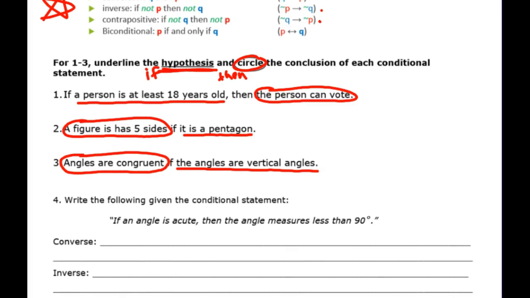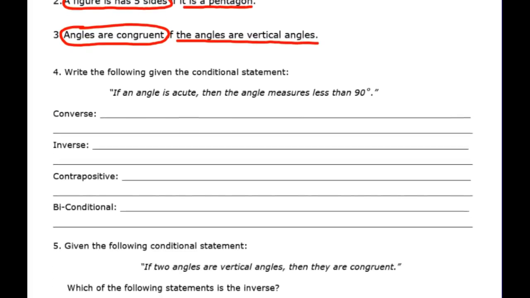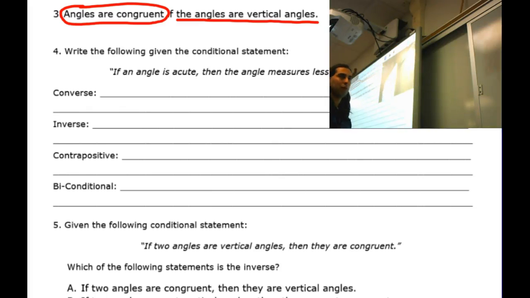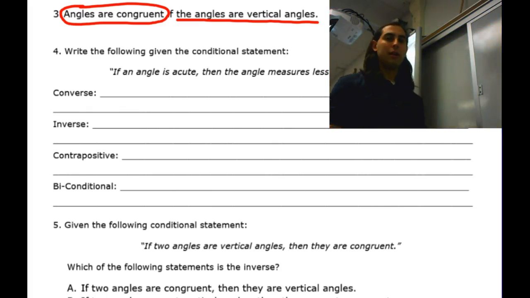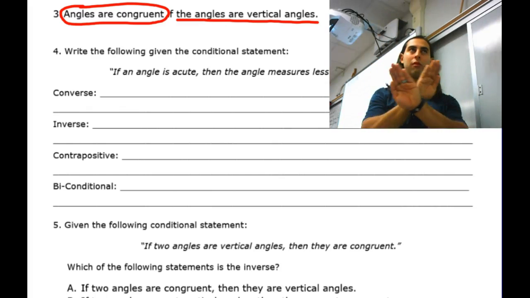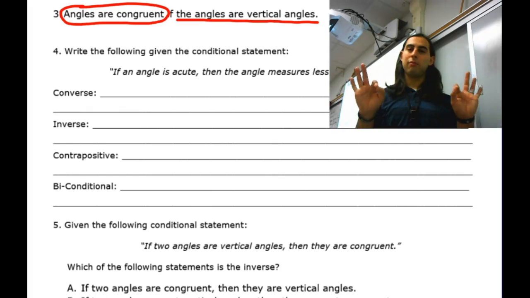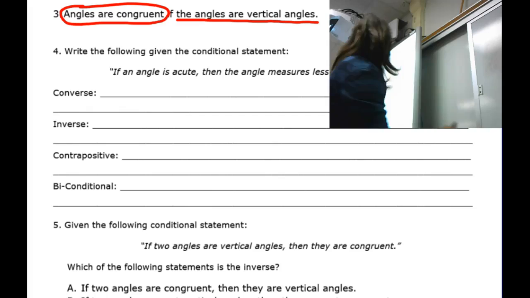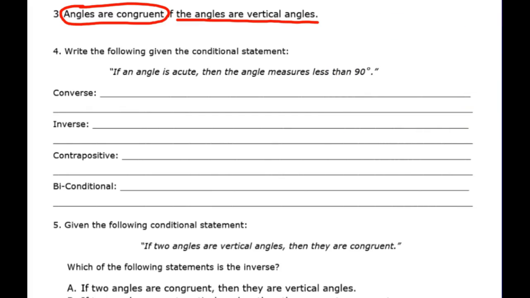All right. Now number 4, write the following given the conditional statement. If an angle is acute, then the angle measure is less than 90. So I want you to remember, on number 4, converse, what do I do? I switch the order, like I'm tying some Converse shoes. Alright? So let's go ahead and write this.